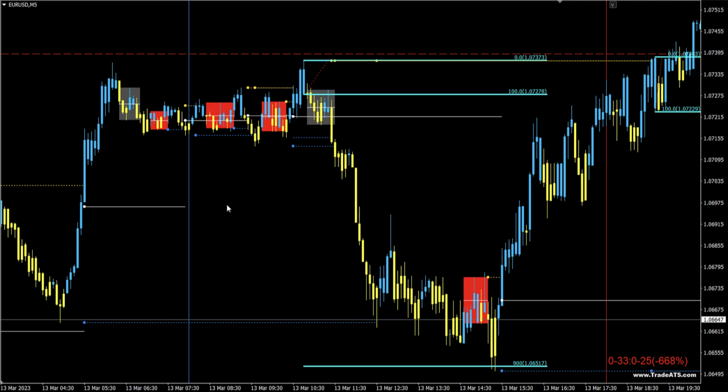Now, the other thing that can be considered an area of interest is the white expansion lines. So these white expansion lines are also considered important if they have started from before the 8 a.m., from before the session started. And the third one is the midpoint of these gray boxes, if the gray boxes have also formed before the session started. So we have three areas of interest.